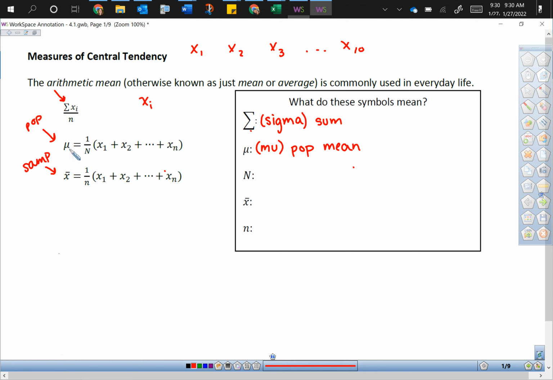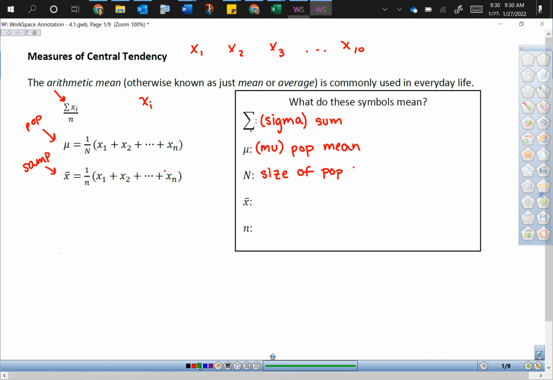Now, the population mean is equal to 1 divided by capital N times the quantity of x sub 1 plus x sub 2 plus all the way to x sub n. So if you look at this, it's literally just the sum of all your terms, just like we saw up here, right? The sum of all your terms, and you're multiplying by 1 over capital N. Now the capital N is only with the population. The capital N is going to be the size of the population.